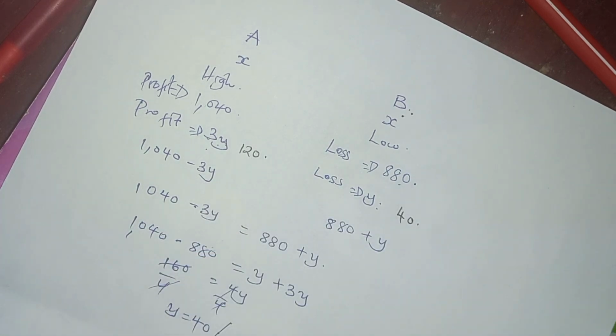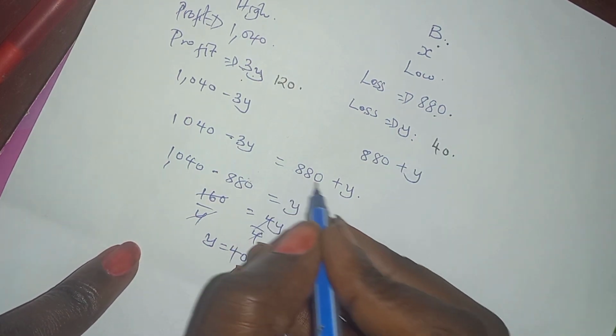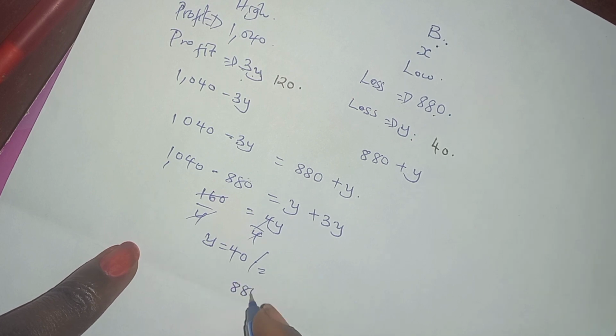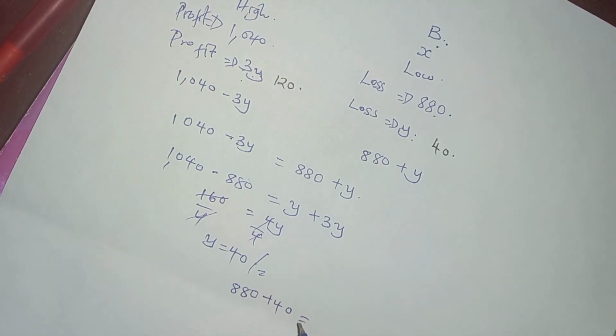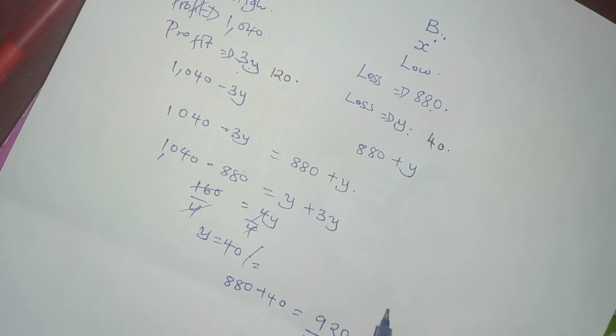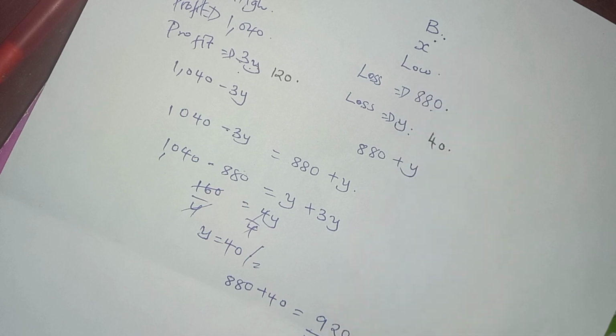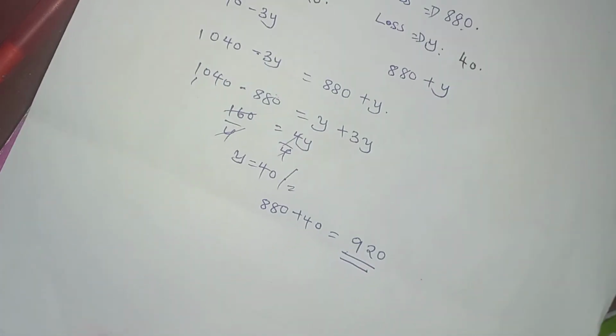So the buying price for each good will be this one here, let's take 880 plus 40. 880 plus 40 will give us 920 shillings. So this 920 was the buying price for each. A was bought at 920 and B was also bought at 920 shillings. So that is number one.